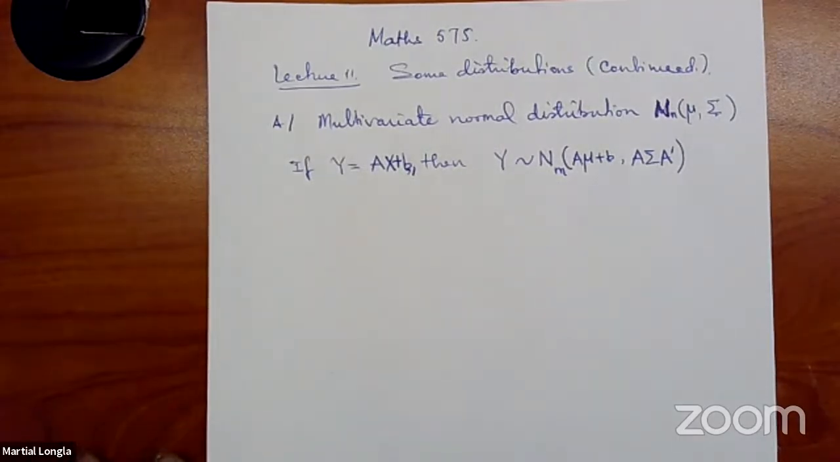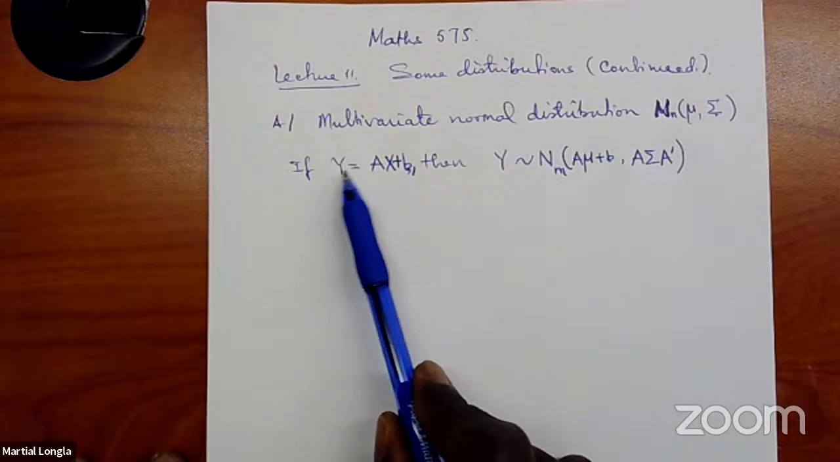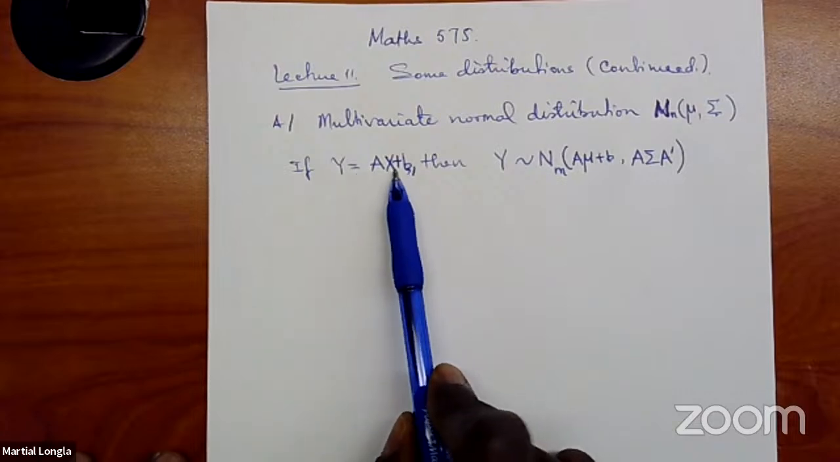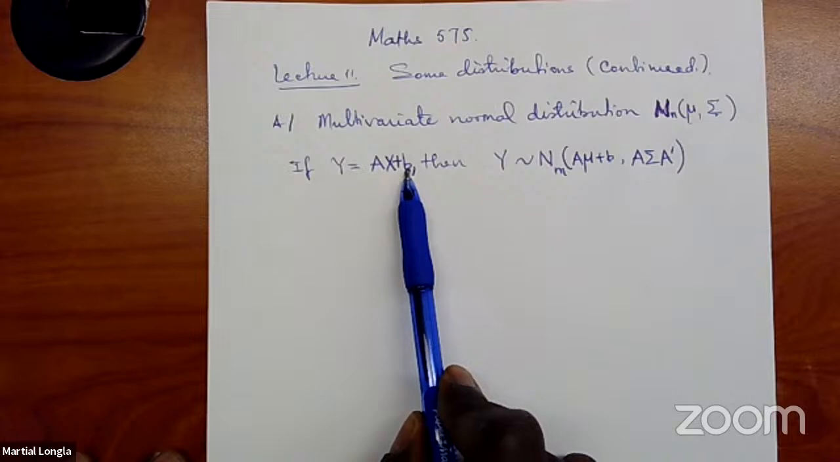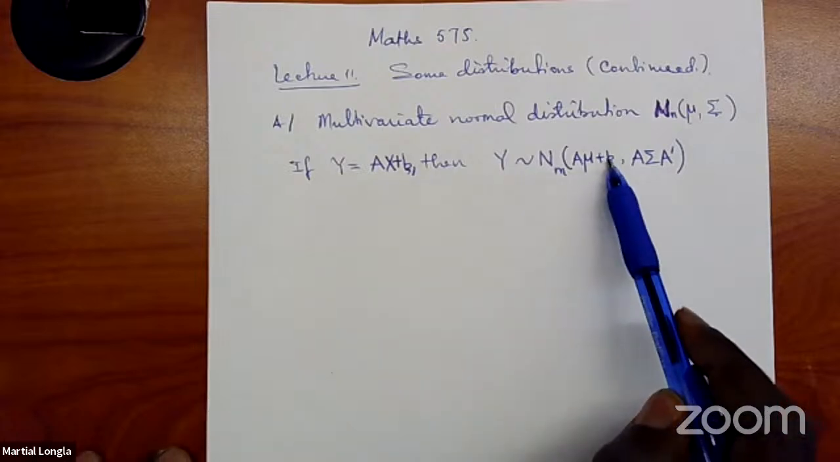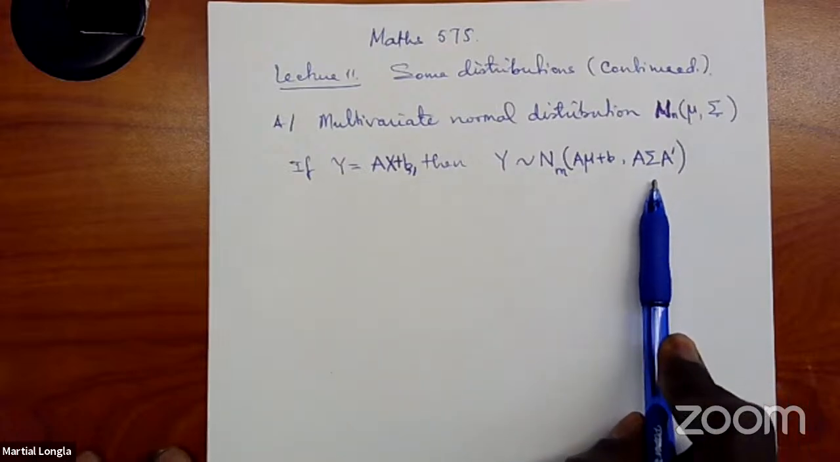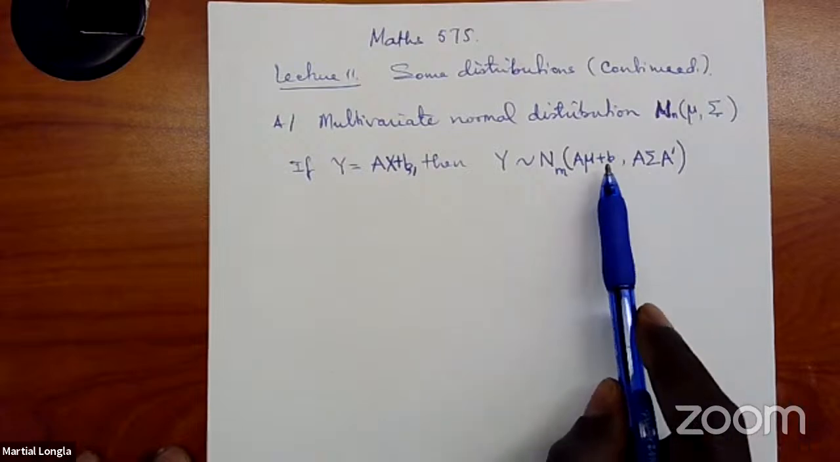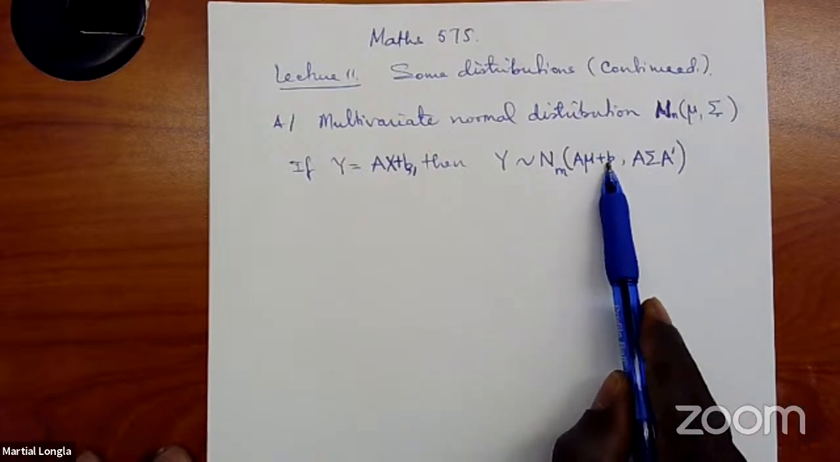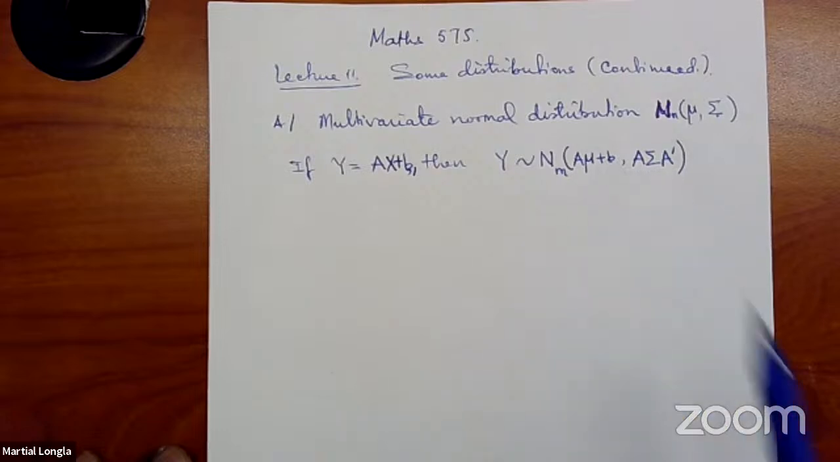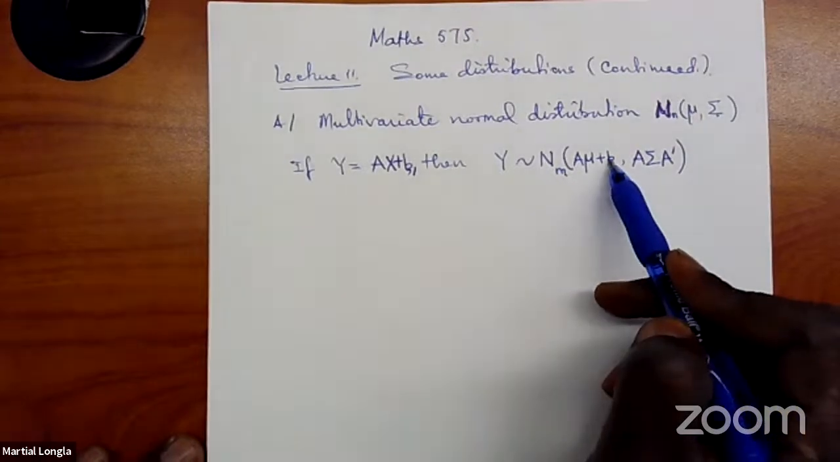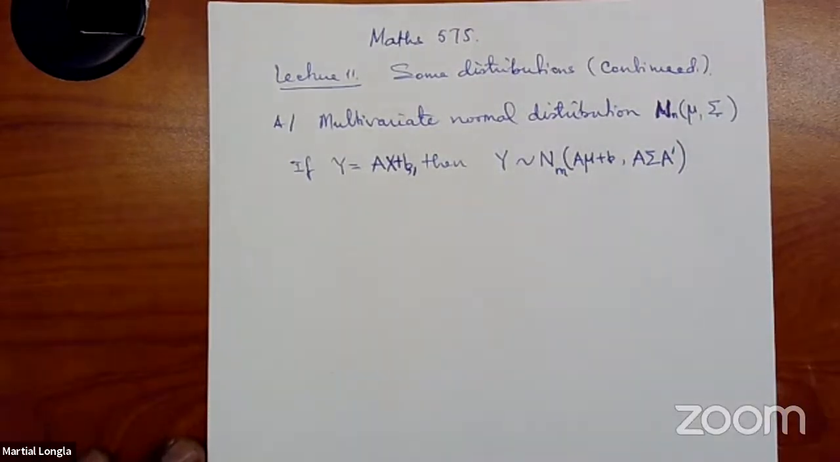So when we have a linear transformation of a normal vector to which we're adding a constant vector b, that b does not affect the variance covariance matrix. You see, b is only in the mean. It has nothing to do with variance. So adding a constant to a vector does not change the variance. What it changes is the mean. That constant is added to the mean of the vector. So that's what we did last time.